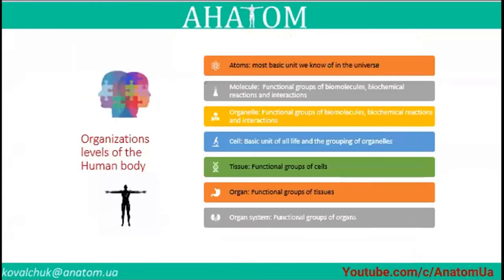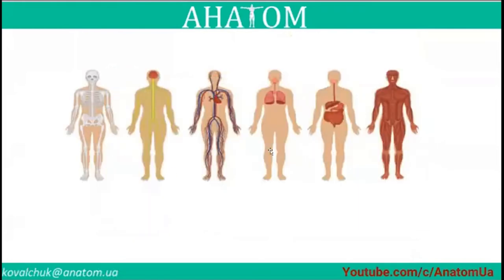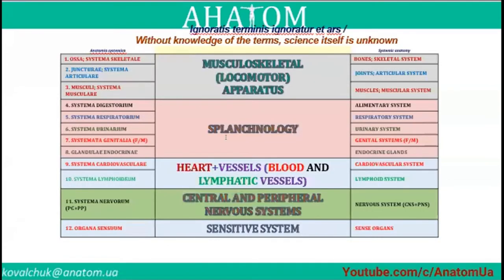You remember the organization levels of the human body. Today we talked about tissues, organs, and organ systems. For example, the digestive tract. In this picture, for example, the internal organs in splanchnology are the digestive tract and the respiratory system, but these are not all the internal organs of splanchnology. What does splanchnology mean?